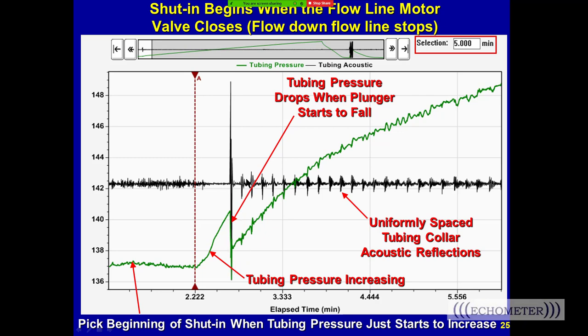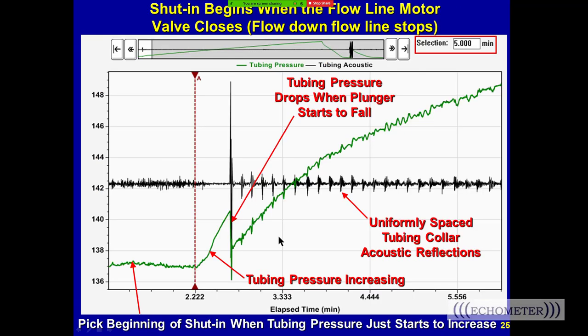And you can see the signal on the acoustic trace, the change in pressure when the plunger goes by a collar. You see the change in pressure on the pressure trace also. So you can see the plunger falling both on the acoustic signal and on the pressure signal, if you have a high resolution, high speed sampling pressure transducer. So that's what we have here. And you can see both the uniformly spaced collars on the tubing pressure signal and the acoustic signal.